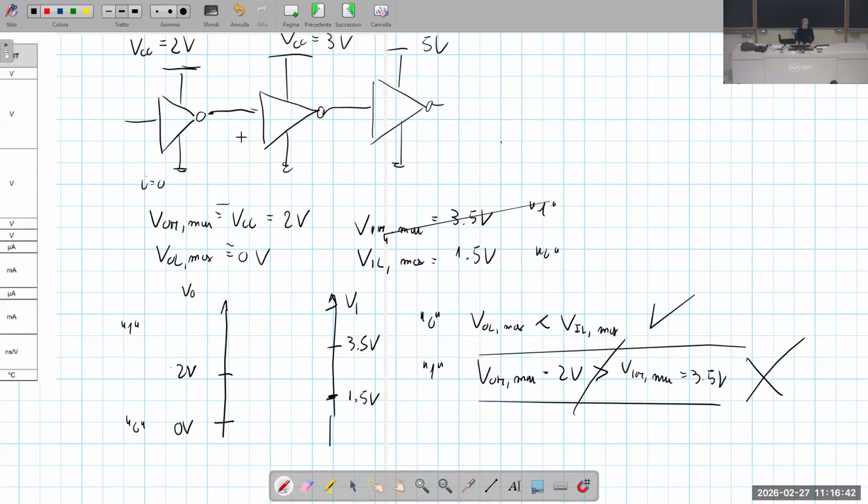If we put a gate of the same family operated at a supply voltage of 3 volts in between, is it possible or not to exchange the digital information? And if it is possible, please calculate the noise margins for each of these input-output connections. Okay? Comments, please?